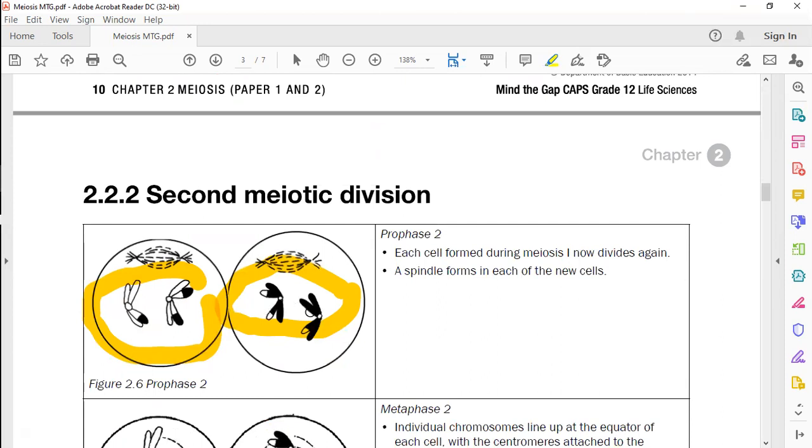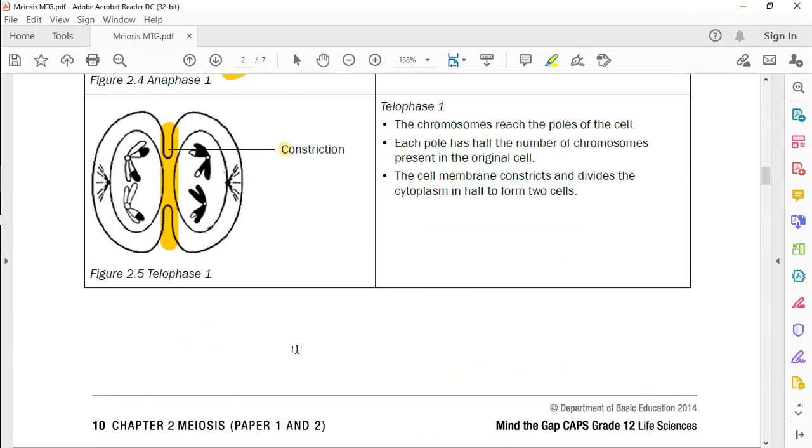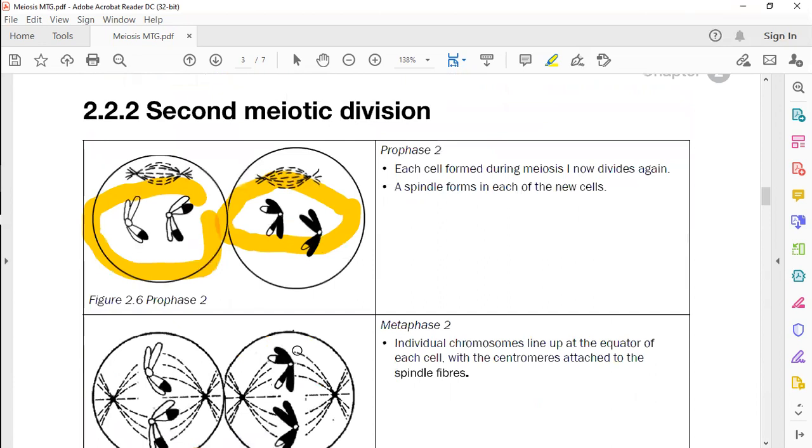And now in prophase two, we now have two cells, two chromosomes in each cell. And so now we are haploid. We're haploid now. Over here, we were diploid. After telophase one, we are haploid, but it's now still replicated chromosomes. Now, meiosis two is similar to mitosis.